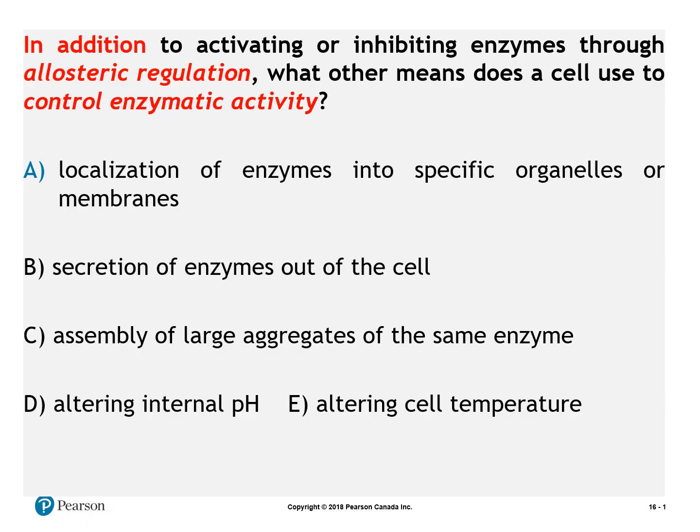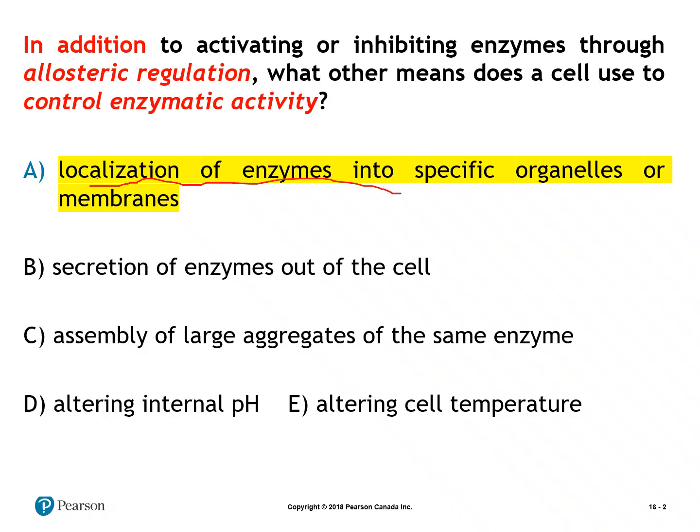So now read it. You can stop the video, and later we can go through the answer. So if you already stopped the video and you already know the answer, I'm going to continue and show you the answer. The best answer here is A: in addition to allosteric regulation, the other mechanism to regulate enzymatic activity is the location of enzymes into specific organelles or membranes.